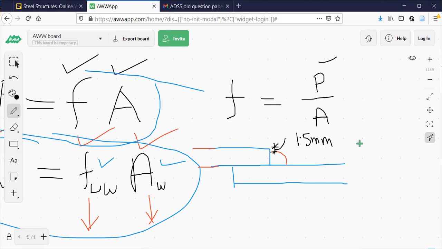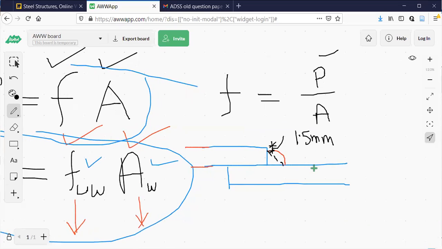As I told you, length into throat thickness. Length is perpendicular to this plate right now. Throat thickness has to be calculated. If you know all this, please tell me and I'll go further. If you remember it, I'll go further and solve the problem.